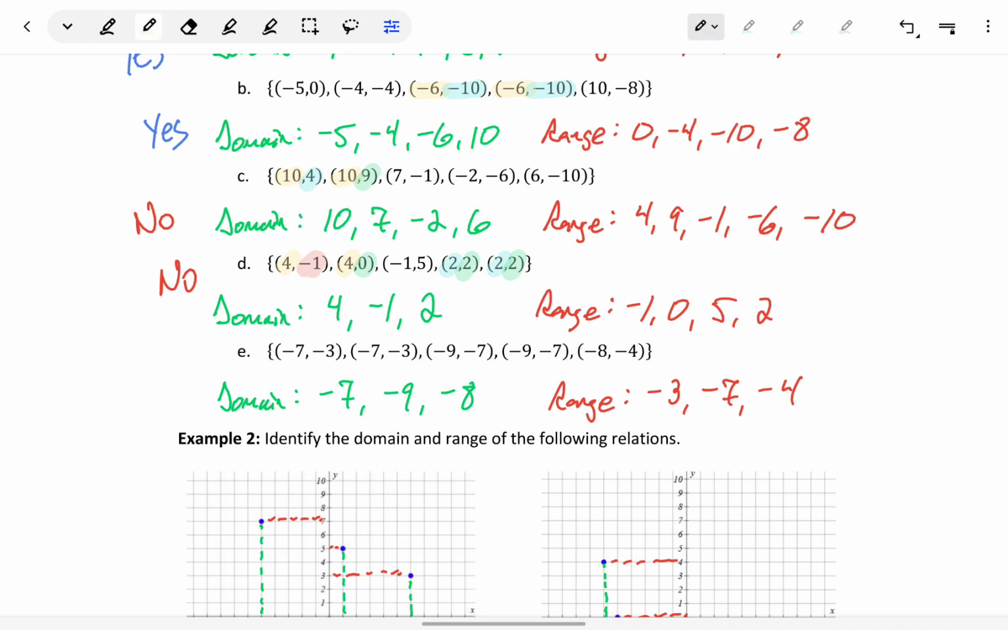In part E, we have repeated x values of -7 and -9. But each time that value of x equals -7 occurs, it's paired with the same y coordinate. And each time x equals -9 occurs, it's paired with the same y coordinate. So even though we have x values being repeated, it's always paired with the same, single and unique y value. So yes, that relation in part E is a function.